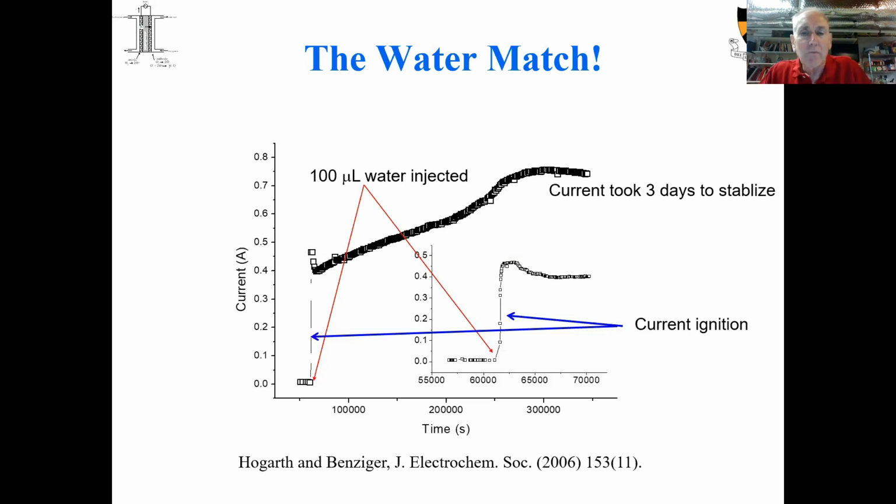We'll point out that there's an initial very rapid response in a matter of seconds for the fuel cell to ignite, but it ended up taking 3 days to actually get to its final steady state. That's because there's a time period for the water being produced by the fuel cell to diffuse into the membrane. And so that membrane takes 3 days in order to become equilibrated to the amount of water.